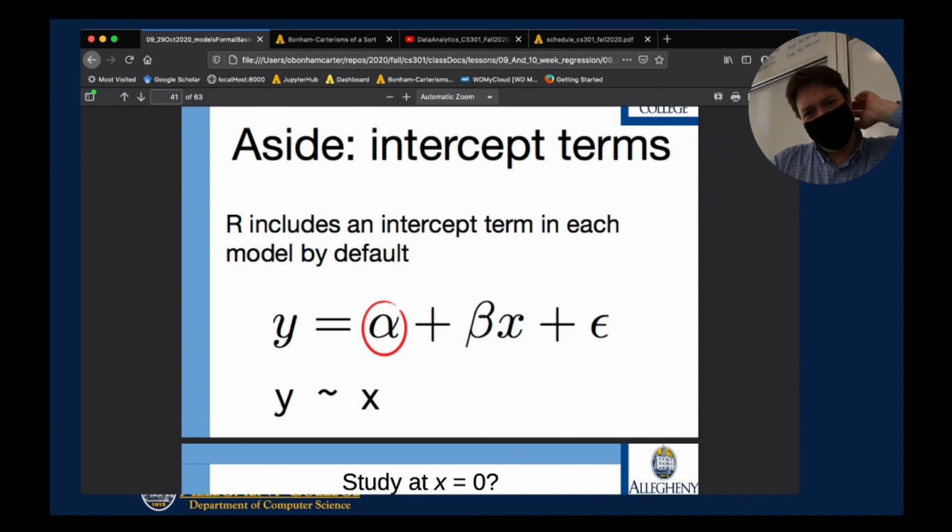Another thing I wanted to talk about is the intercept terms. So we see that there's this y equals mx plus b. This b, in this case, this slide calls it alpha. And when I learned it, it was actually called b.